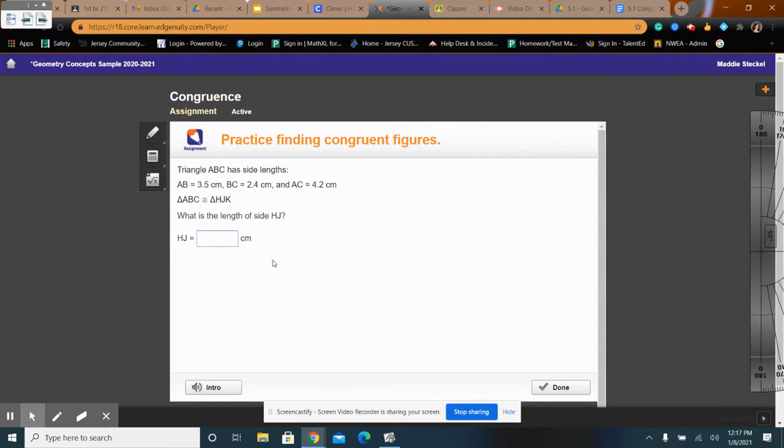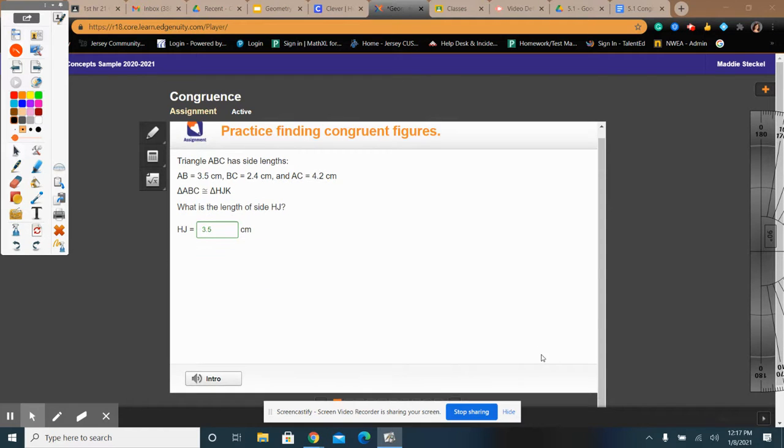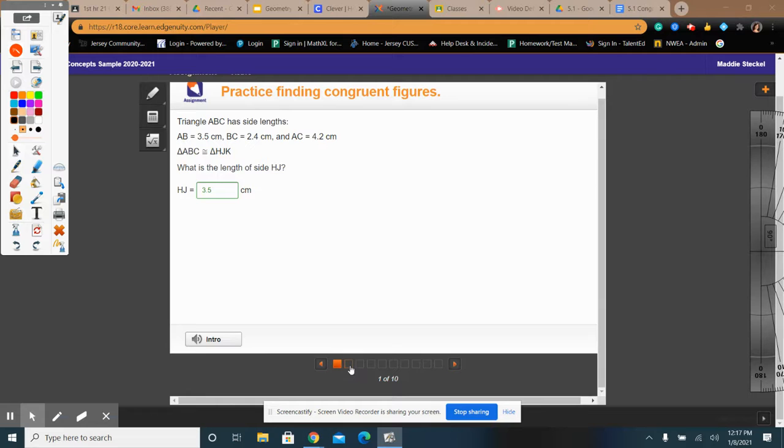Okay, remember what we said, that all this is like a code. Everything's going to match up here. So the statement is here. HJ is first and second. It's going to match with AB. So what is AB? That's going to be the same as HJ. So we just need to figure out what the length of AB is, and they tell us right above. AB is 3.5. So what does HJ have to be? 3.5. Boom. It's a happy sound. I go to the next question.